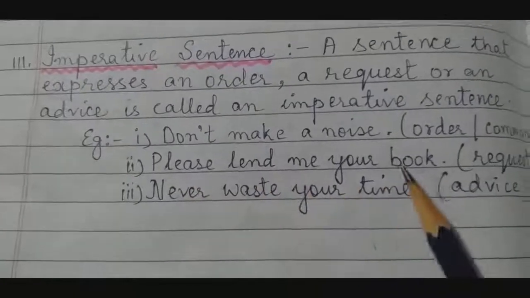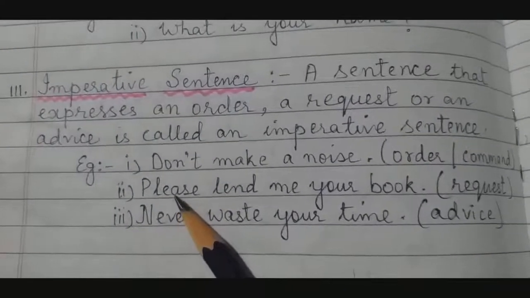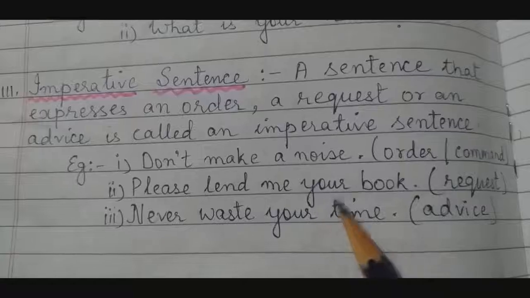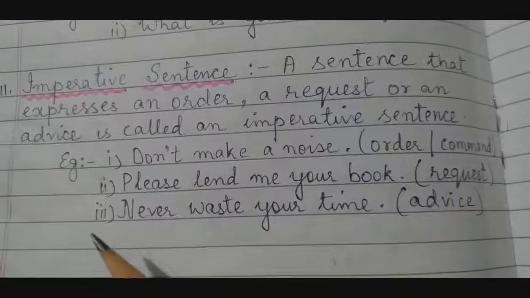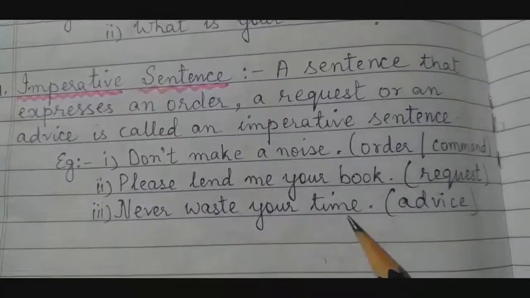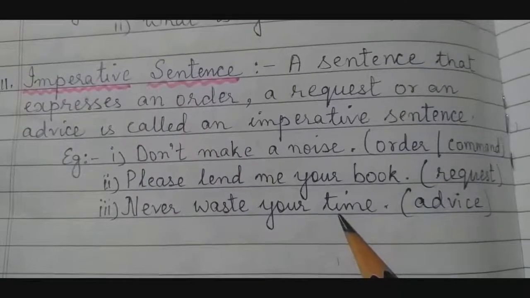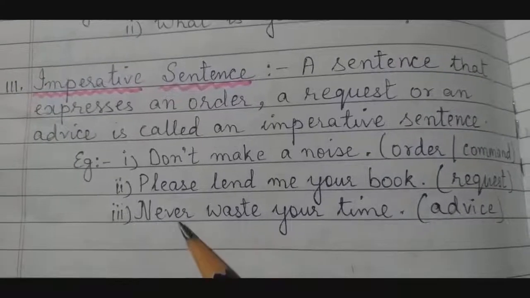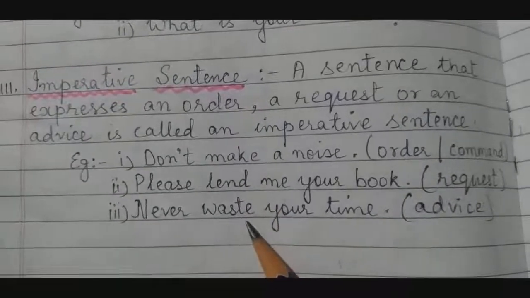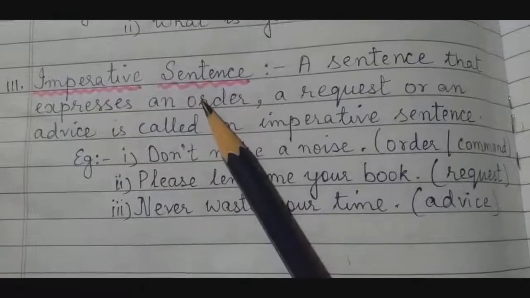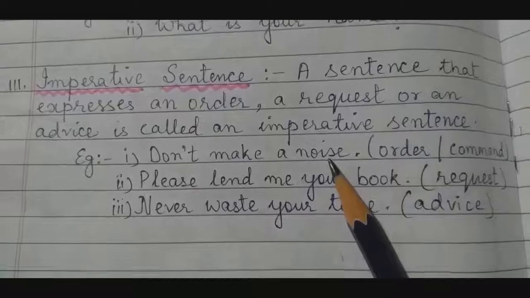Now, number 2. Please lend me your book. When we say please, we request it. हम request करते हैं कि please मुझे अपनी book दे दो. So this sentence comes under request. And number 3. Never waste your time. जब हम बोलते हैं अपने वक्त बर्बाद मत करो, ये एक एडवाइस है, एक सलाह देते हैं हम. So the sentence which shows an order, a request, or an advice is called an imperative sentence. Fine, everybody? Is it clear? Now see, this sentence, don't make a noise, it is an order.